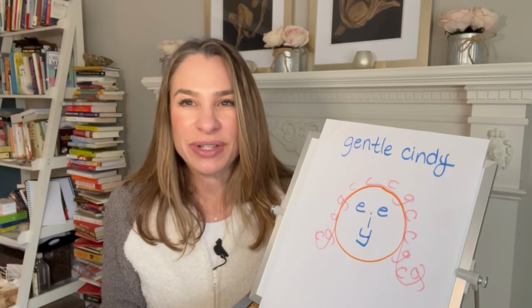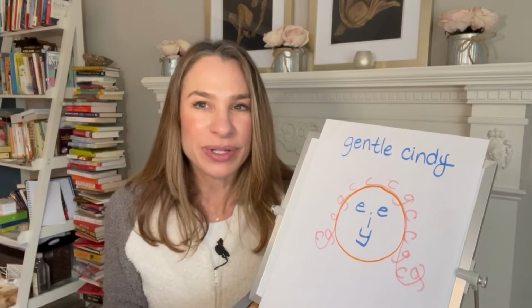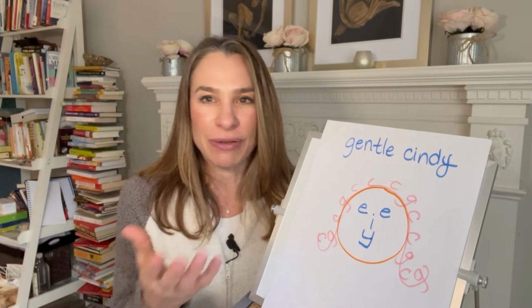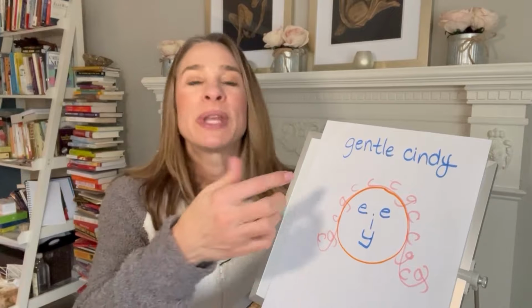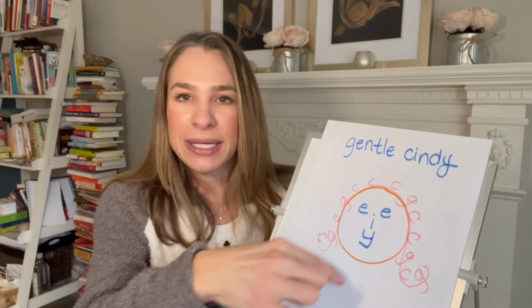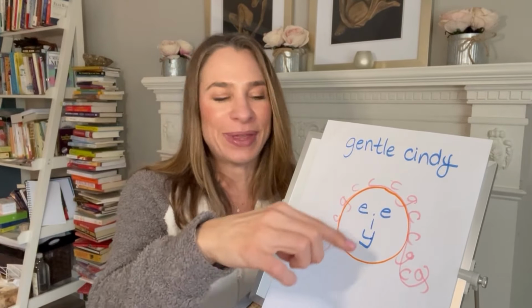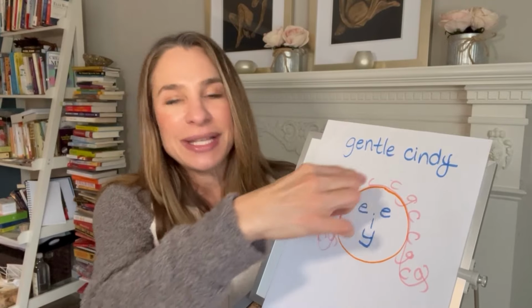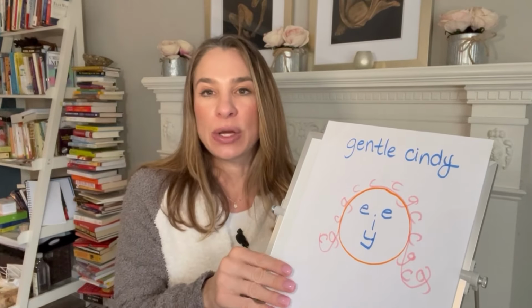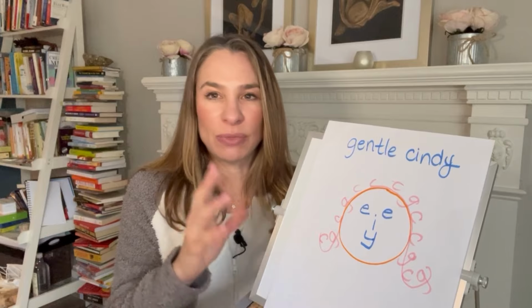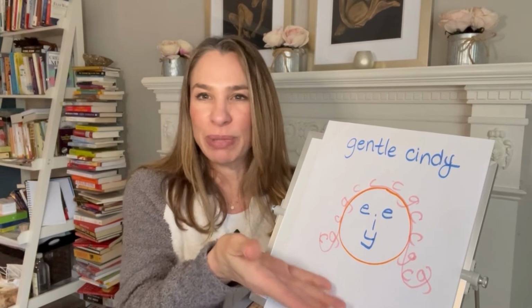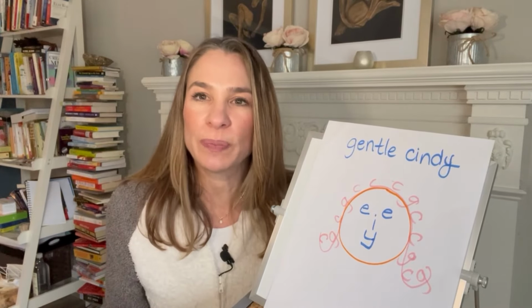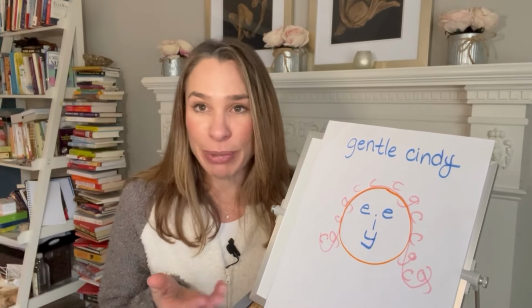So how do we teach the C and G rule? One of the first things I always do is introduce Gentle Cindy. I think a lot of people are familiar with her, but Gentle Cindy has E, I's, and Y's for her nose and mouth and eyes, and then she has C and G for hair. And so Gentle Cindy is just a great little reminder picture to go along with this rule. And I think it helps. I always leave them a picture of it as well.